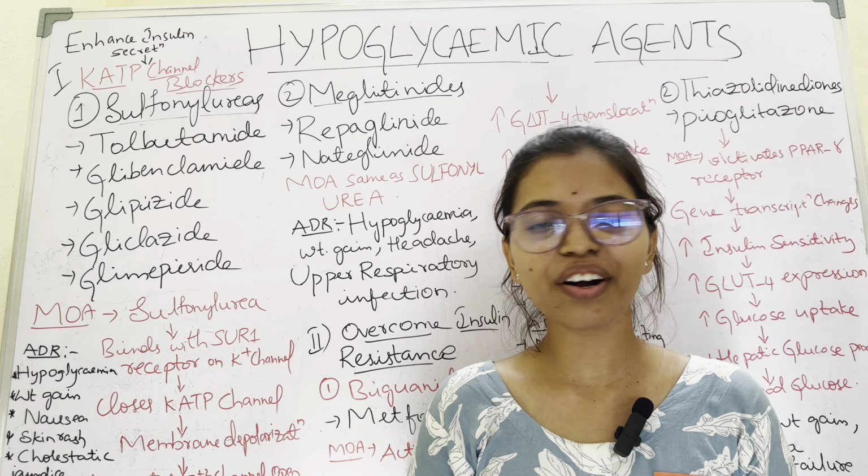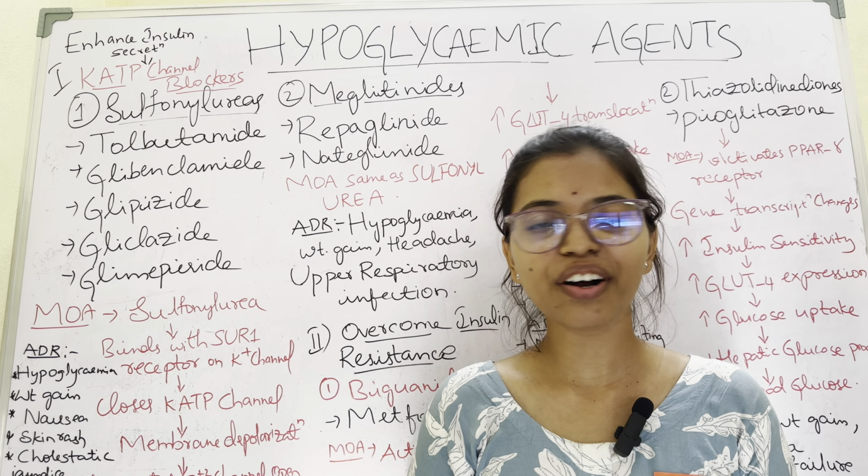I think you know the ATP-sensitive potassium channel. In my last video, when I discussed the general mechanism of blood glucose levels in the beta cells, the potassium ATP channel is present there. So these drugs, the potassium channel blockers or inhibitors, are going to block that potassium channel. Where is it located? In the beta cell.